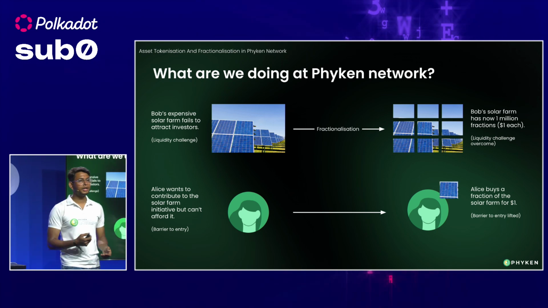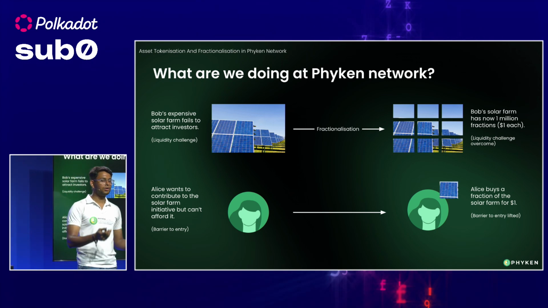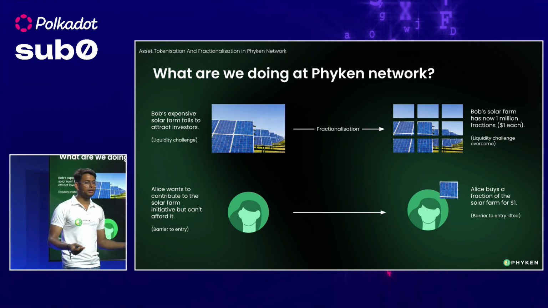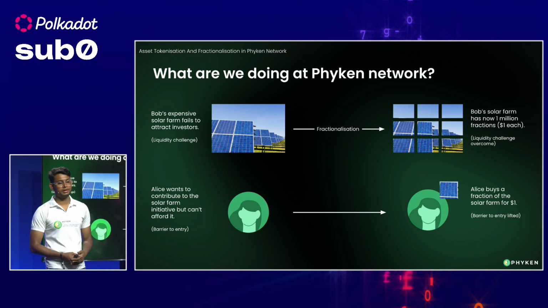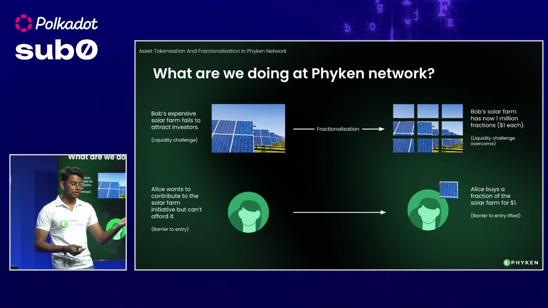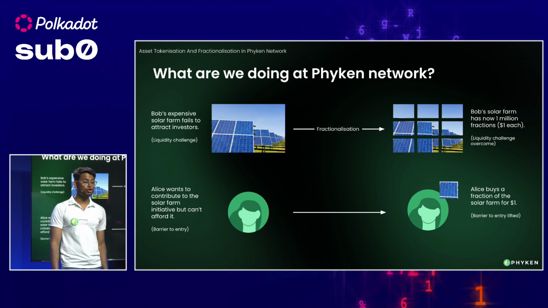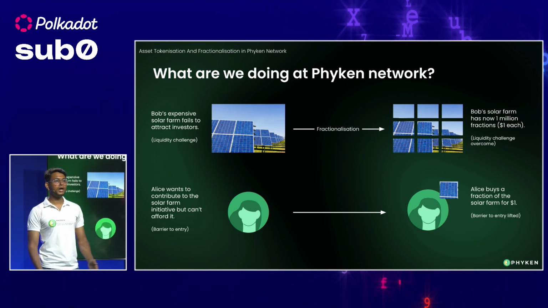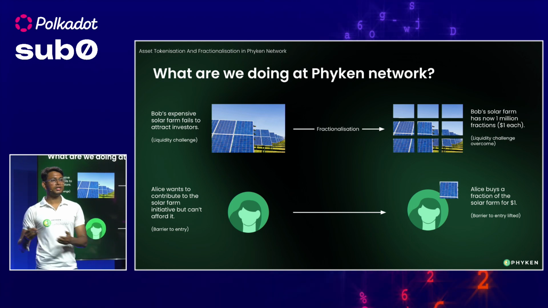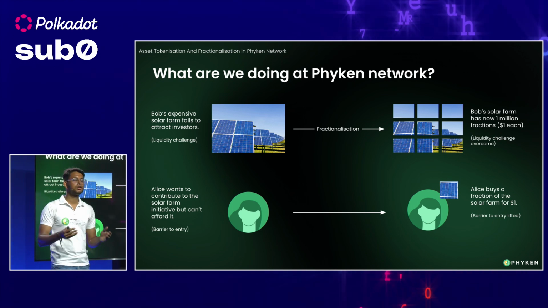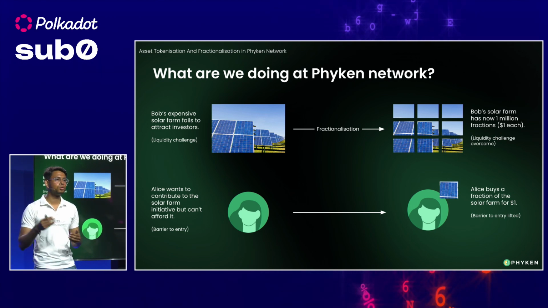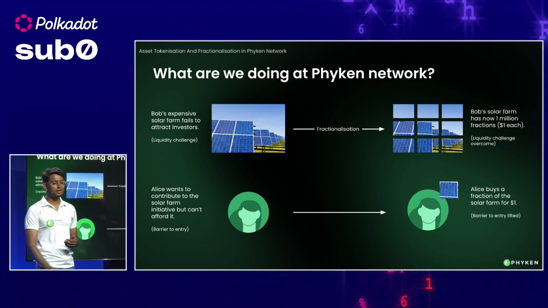So yeah, what are we doing at Phyken, right? Like I already explained, imagine there is an established solar farm, and they are looking for more liquidity, and we onboard the asset, and then we fractionalize these assets. So in this case, Alice wants to contribute. Alice is a person who has a thesis of investing into renewables because she believes that the world needs to be more sustainable, and she wants to showcase that her money has to make some noise towards what she is believing in. So that's where she comes in.